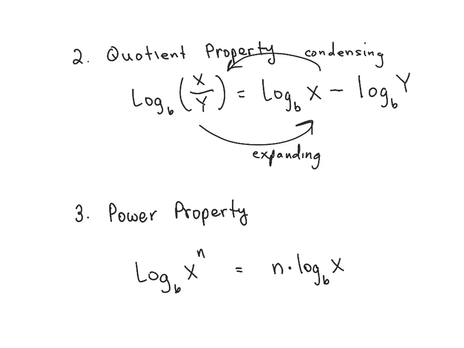That would be an example of expanding. If you take the power and move it down in front, that's called expanding. But going in the other direction, if you have a coefficient in front of a logarithm, you can move that coefficient back up as an exponent, and that's called condensing. Those are the three properties we're going to use in our learning target.